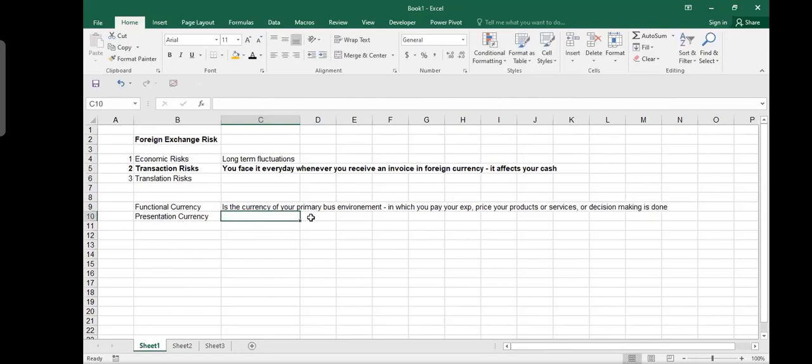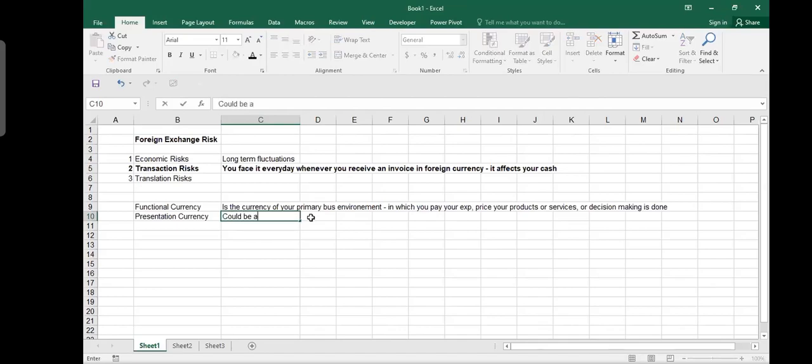Functional currency is that currency in which you do your everyday transactions, like the salaries you pay. For example, if you are in UAE, you pay your salaries in dirhams, you pay your operating expenses in dirhams, all your payments are in dirhams, and you sell your goods in dirhams. You price your products in dirhams. So dirham is your functional currency. And this is the currency in which you should be entering your data. Your accounting system is operating in dirhams, so all your invoices you are entering in dirhams. So this is called functional currency.